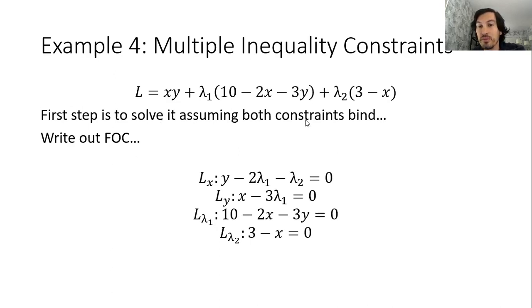First step is to solve it assuming both constraints bind. That's to just say, let's take all 4 first order conditions here. You guys want to solve this like ourselves using some annotation? Let's do it. From this one, what do we get? x equals 3, right? You see that? I'm just solving for x. How about from this one? This one we can solve for y. We get 10 minus 2 times 3, it's 10 minus 6, that's 4. Minus 3y equals 0, so 3y equals 4. So y equals 4 over 3, right?